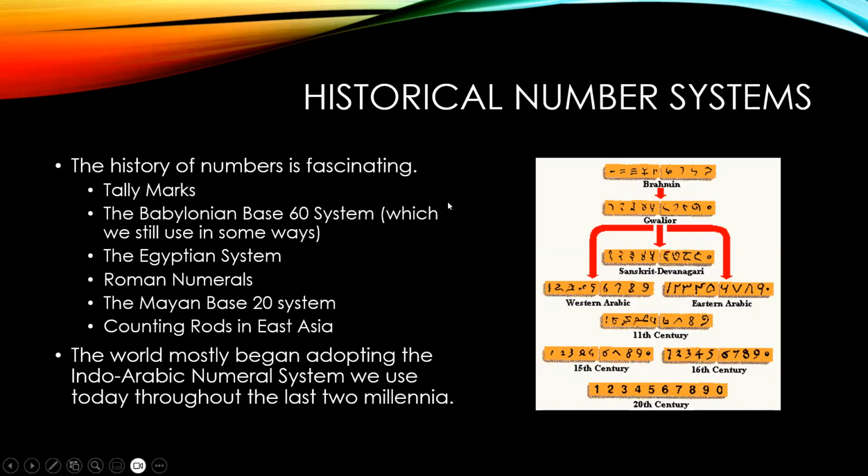It begins with the idea of tally marks, and of course there were other forms of counting. As I mentioned, even animals are able to count. But the idea of tally marks and how that built into things with the Egyptian number system and the Babylonian number system. And then East Asia had counting rods. And then there were the Roman numerals and the Mayan base 20 system.